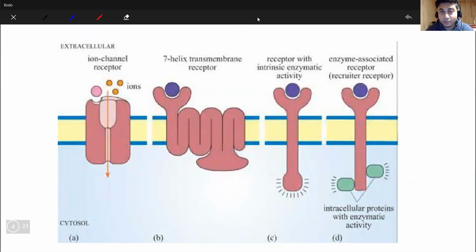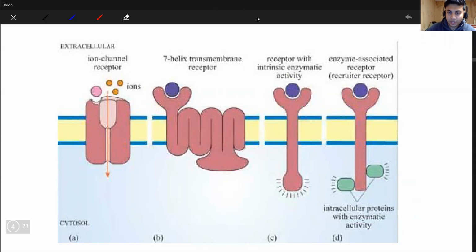Tyrosine is an amino acid. Now, some of the receptors have intrinsic tyrosine kinase activity. That means they have their own tyrosine kinase inside them, which is a particular property of them. But some of the receptors don't have this intrinsic tyrosine kinase activity, but still they have some enzymatic activity.